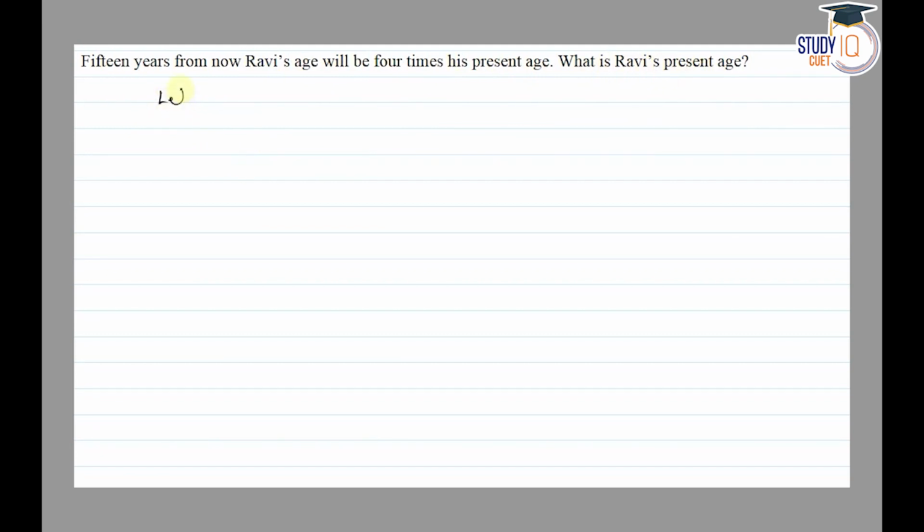So let the age of Ravi be x. 15 years from now, so after 15 years later, Ravi's age हो जाएगी x plus 15. So according to question, x plus 15 is equal to 4 times his present age, so हो जाएगा 4x.